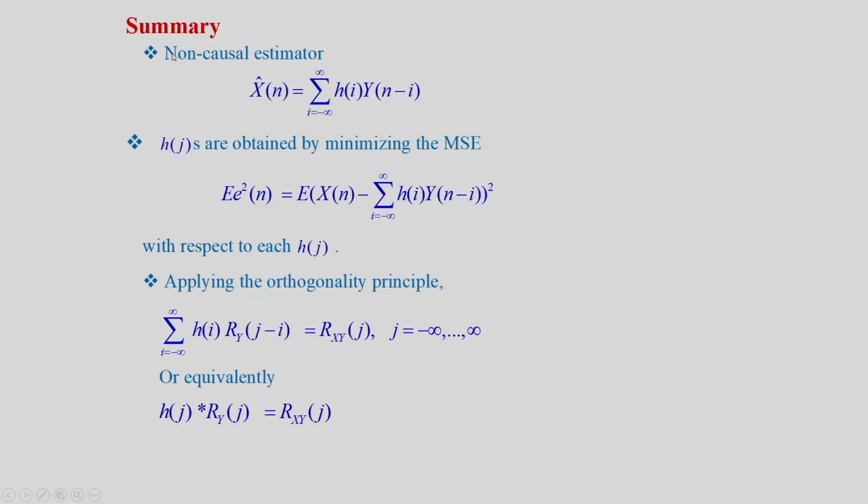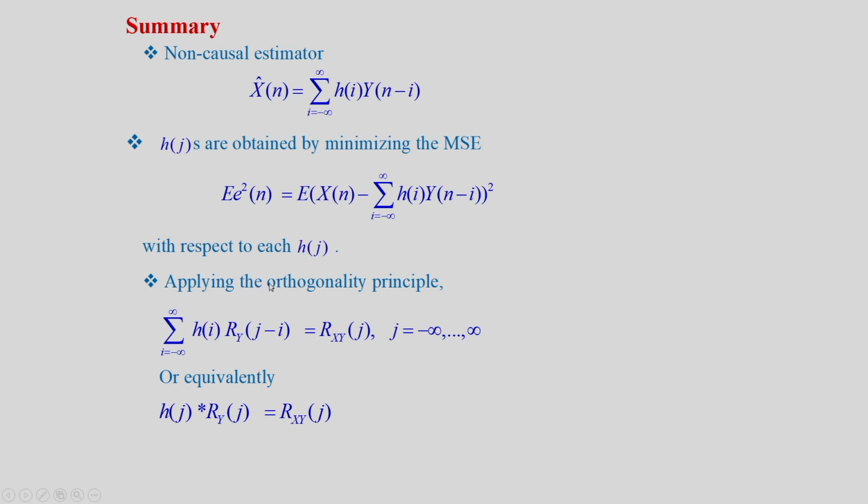Let us summarize the lecture. The non-causal IIR estimator is given by x hat n equal to summation h i y n minus i, i going from minus infinity to plus infinity. The h's are obtained by minimizing the mean square error with respect to each of h j. So, we have to minimize E of x n minus summation h i into y n minus i, i going from minus infinity to infinity, whole square, with respect to h j.